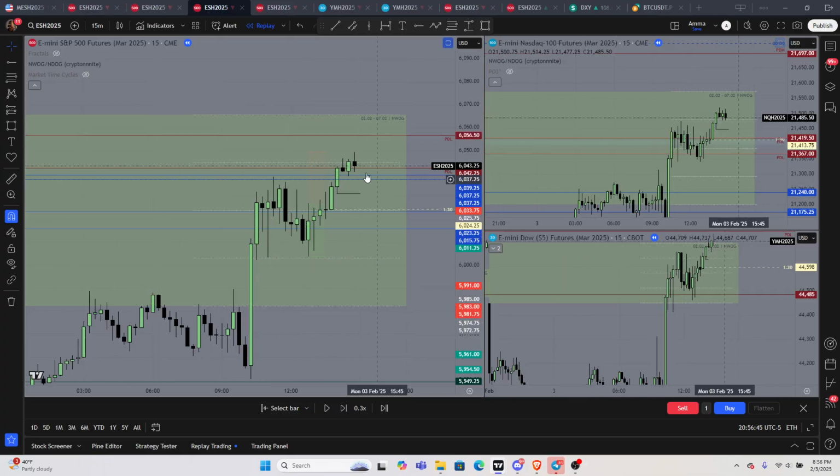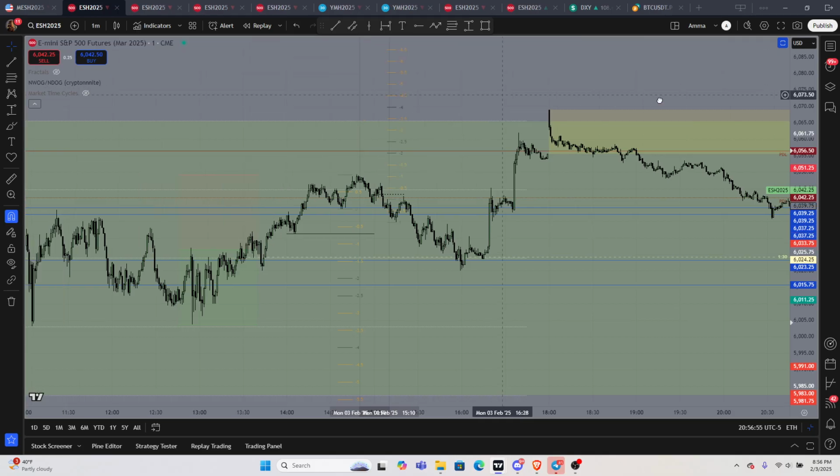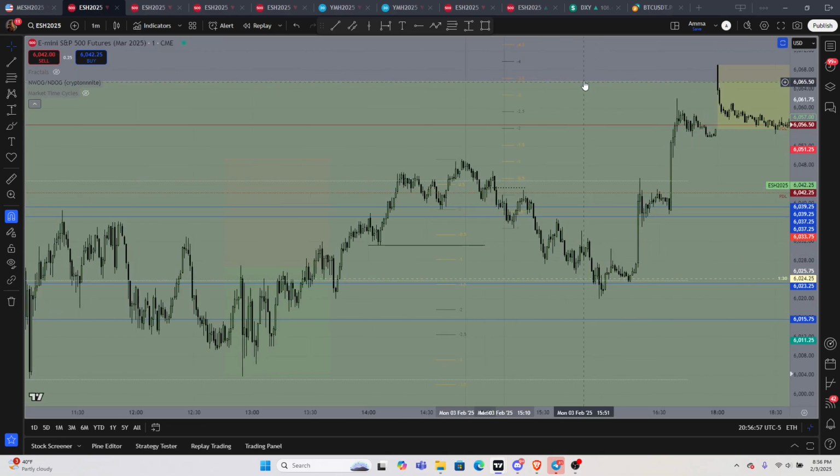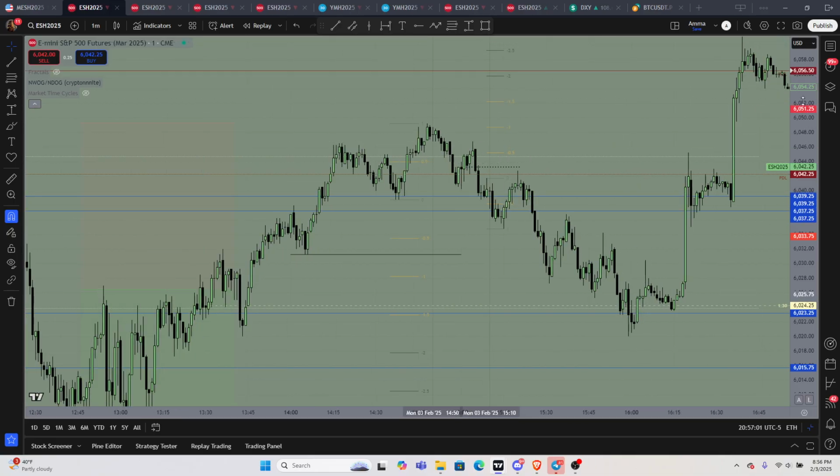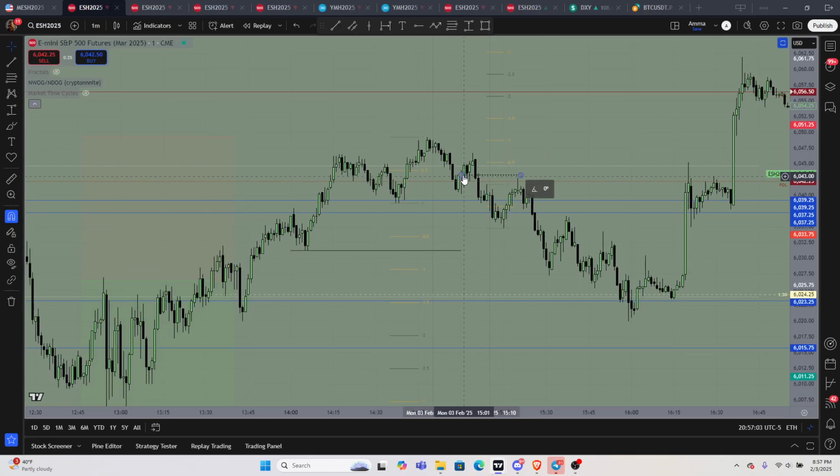So first off, we had SMT at these highs in here. And then the 3 o'clock hour opens. All right, 3 o'clock hour opens. So we have the quadrants, and this is the 3 o'clock hour open. This is the macro.